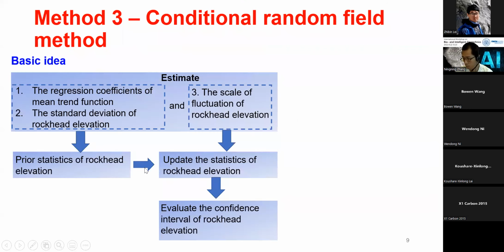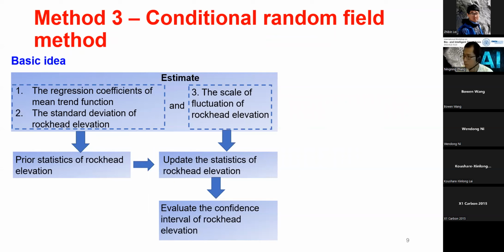Another method we would like to compare is the conditional random field method. Essentially, this method is a Bayesian method. It has some prior statistics. Firstly, we have some prior statistics of the rockhead elevation. These prior statistics are the main trend, as well as the standard deviations. They come from prior knowledge from engineers, and can also be estimated from the known data.